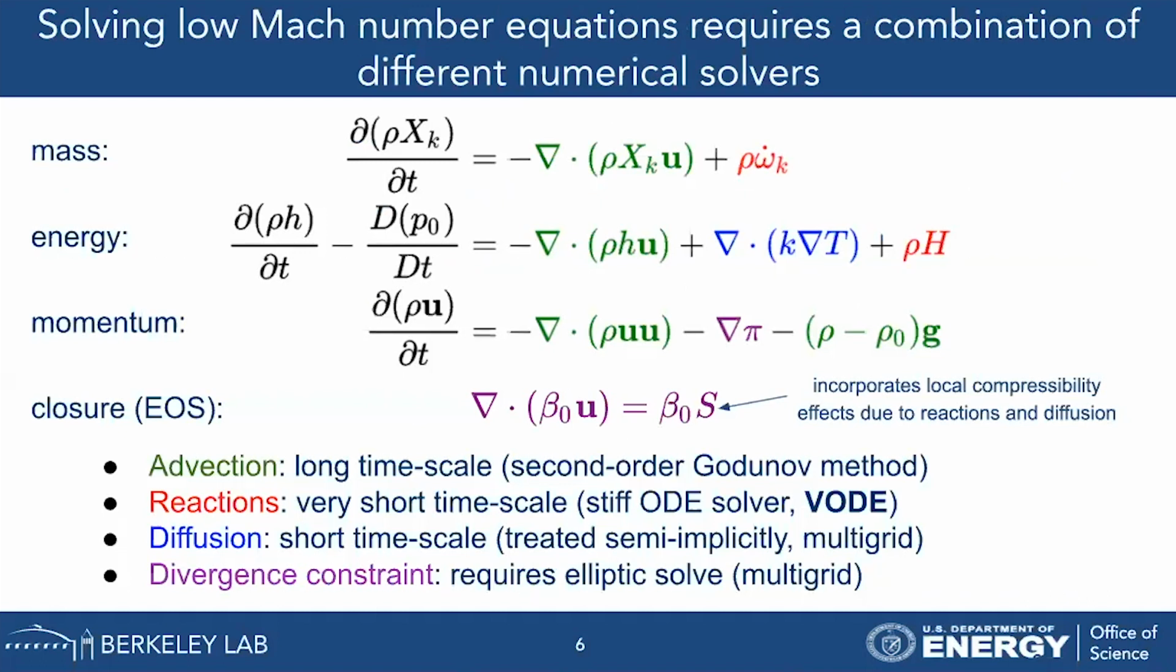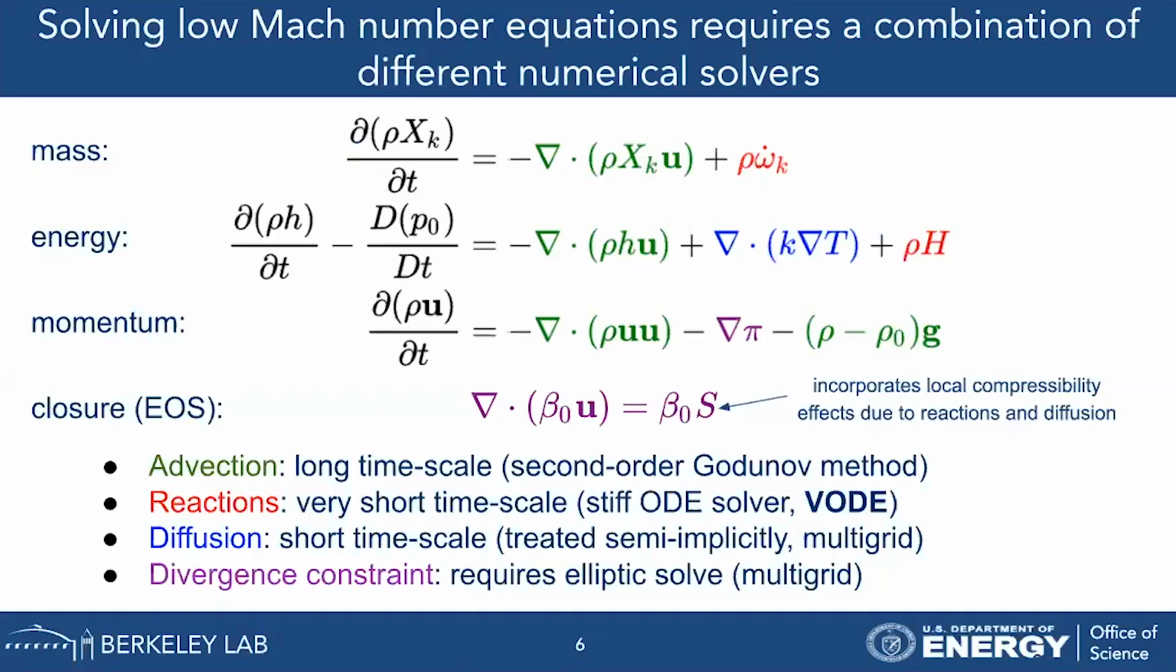What we have here are basically just the mass, momentum, and energy equations, but with the low Mach number approximation substituted in. And then we also have this divergence constraint in purple, which is derived from differentiating the equation of state along particle paths. And so we can see here that there are kind of 4 different numerics at play. I want to draw attention mainly to the advection and the reaction physics. So advection occurs on a relatively long time scale, and reaction occurs on a very short time scale.